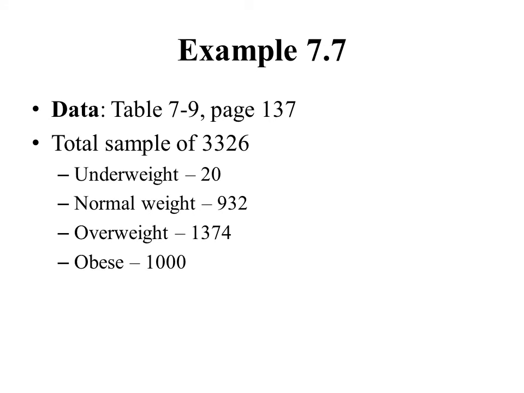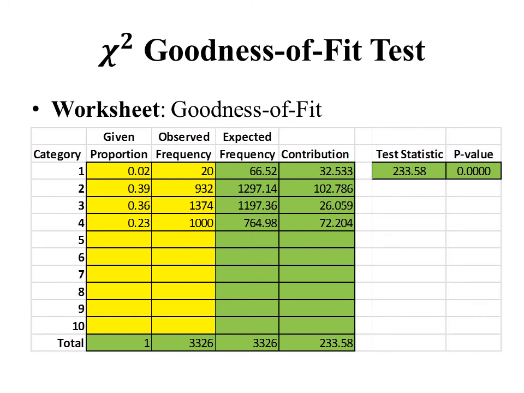So to test our claim, we've got to go out and get some sample data. This data is given in Table 7.9 from page 137 of the textbook. And so the researchers went out and they surveyed 3,326 people, found 20 of them that were underweight, 932 that were normal weight, 1,374 that were overweight, and 1,000 that were obese.